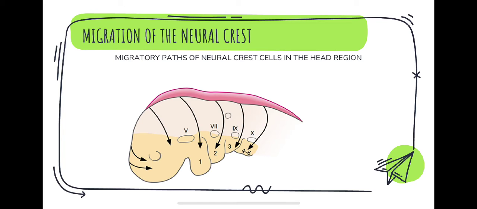The numbers 1 to 6 are the pharyngeal arches. And at the middle part, the Roman numerals are the epibranchial placodes, or the thickenings that give rise to the sensory neurons of the peripheral nervous system.